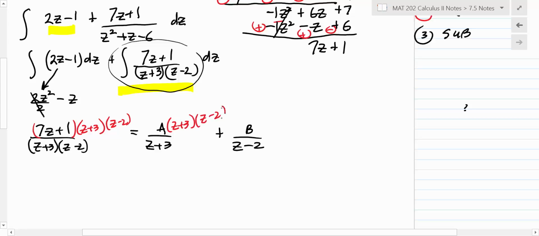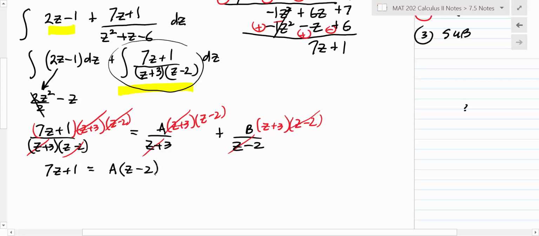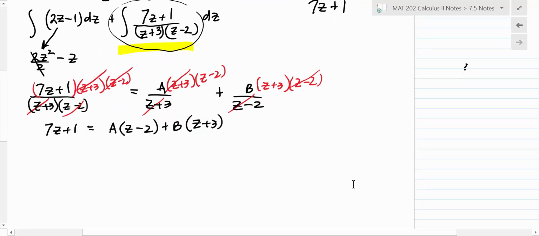Okay, and then we'll get our system of equations built when we do this. All right, let's see what we got here. That cancels. That cancels. That cancels. So it looks like what you're left with is 7z plus 1 equals a times z minus 2 plus b times z plus 3, like that. Now we're going to set up our system.